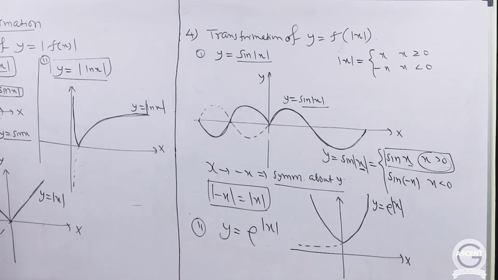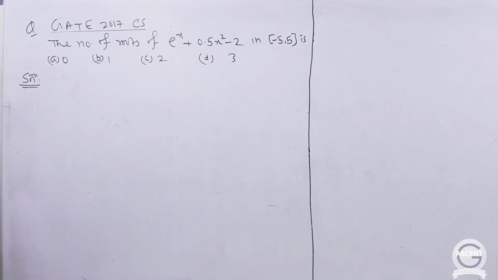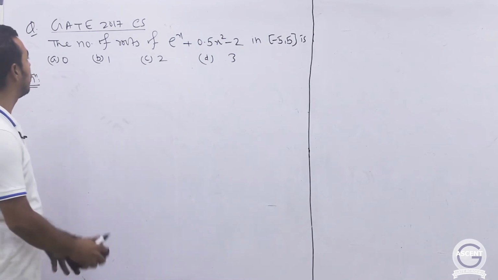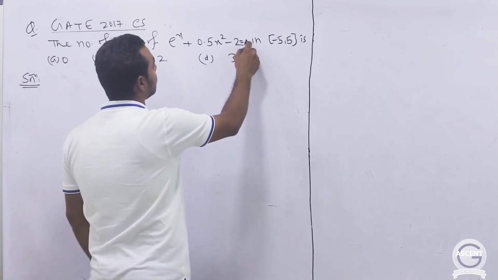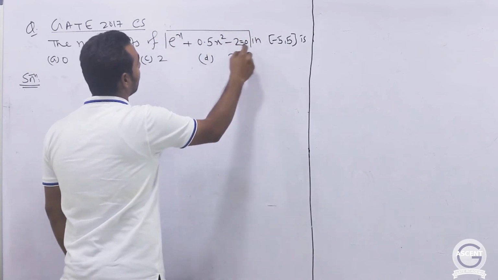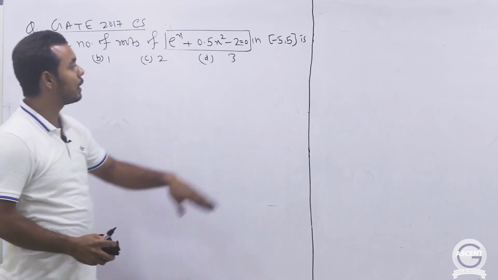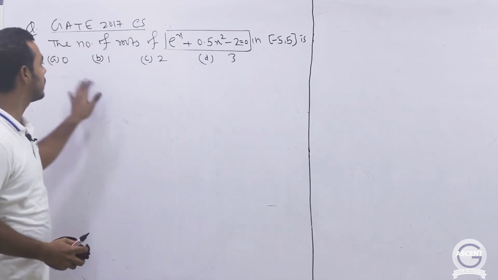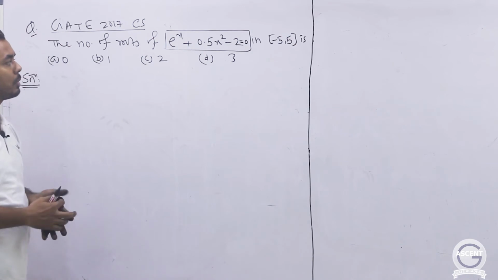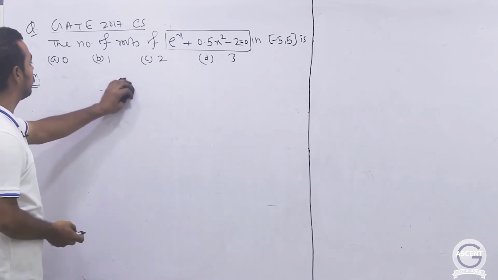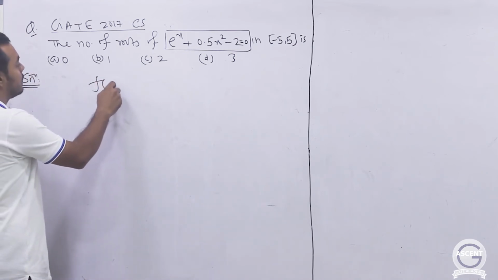Now we will see a few questions which were asked in GATE previous year papers from these transformations. So now we have this one problem which was asked in GATE 2017 in computer science. This was a very good problem. The question is: the number of roots of the equation e to the power x plus 0.5 x square minus 2 equals 0 in the interval minus 5 to 5 is, four options are given: 0, 1, 2, 3. The question was asked for 2 marks. In our earlier discussion we have seen how to find the number of solutions of the equation f of x equals g of x.